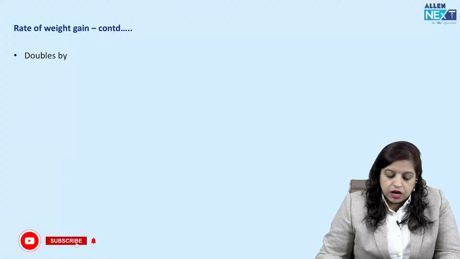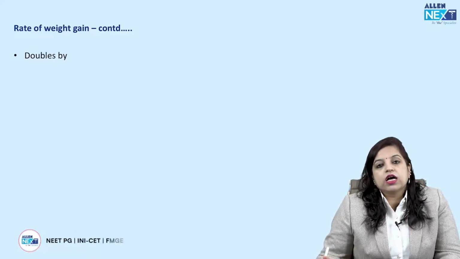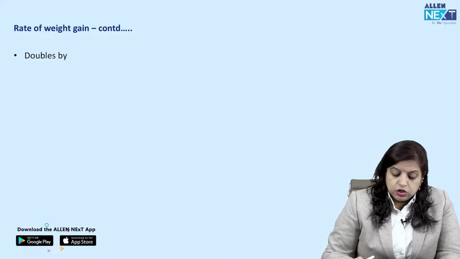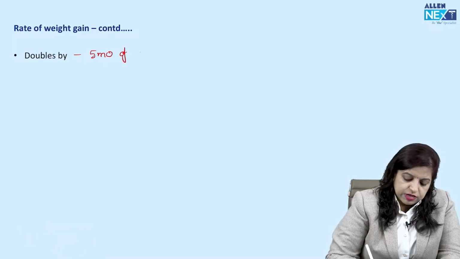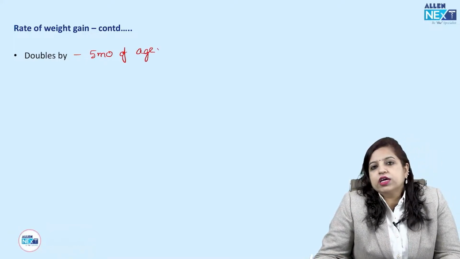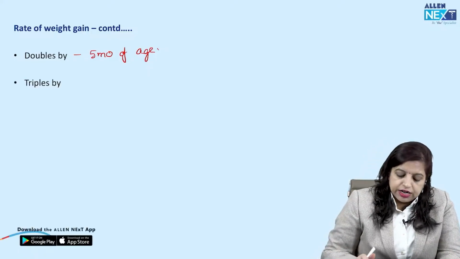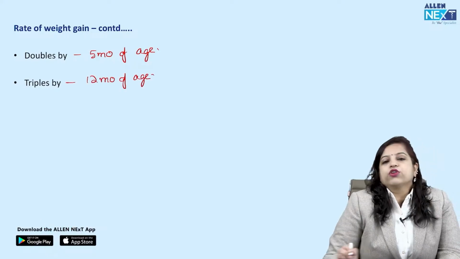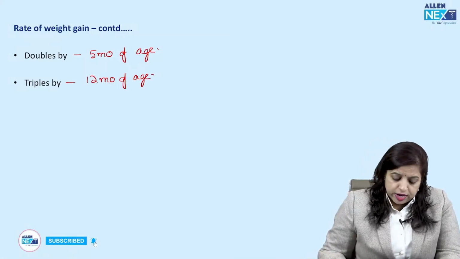Coming to the rate of weight gain, when does it double, when does it triple, as it was asked in this question. So you should be aware, the weight usually doubles by 5 months of age. If the child is born with a weight of 3 kgs, then the child will become 6 kgs by 5 months of age. It triples by 12 months of age. That means at 1 year of life. So that means the child will become around 9 kgs at 1 year of life.